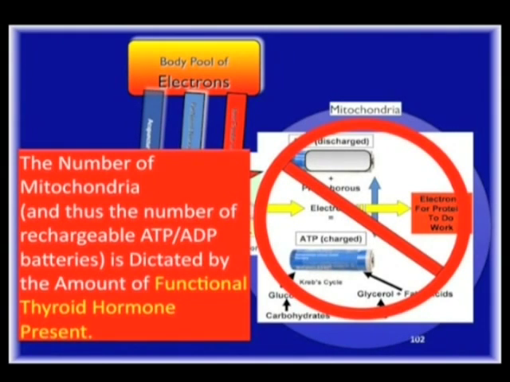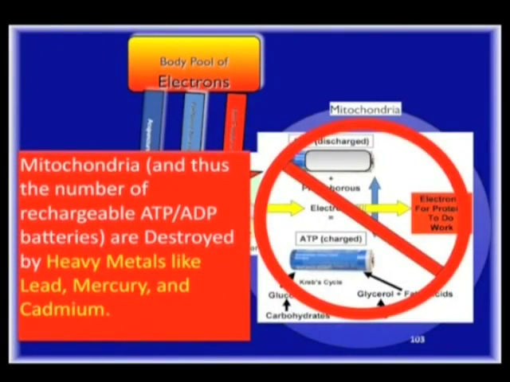There are 3 primary reasons that the mitochondria battery system fails. First of all, the number of mitochondria in the body, and thus the number of rechargeable ATP-ADP batteries, is dictated by the amount of functional thyroid hormone you have. Notice I used the word functional, and we'll come back and talk about that. Next, the mitochondria are destroyed by heavy metals like lead, mercury, and cadmium.